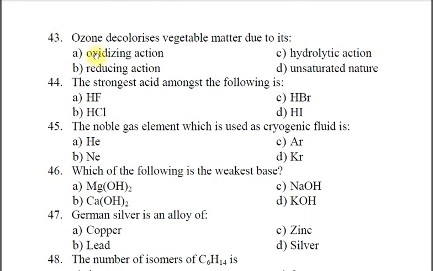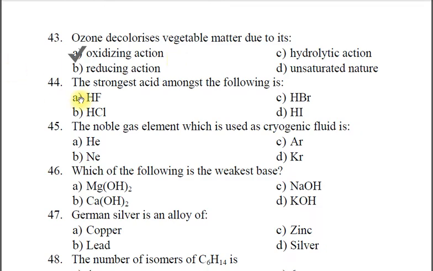Question number 43. Ozone decolorizes vegetable matter due to its A. oxidizing nature, B. reducing action, C. hydrolytic action, D. unsaturated nature. So the correct option is the option A. It has an oxidizing action. So it is used as an oxidizing agent in the case of the fruits and the vegetables.